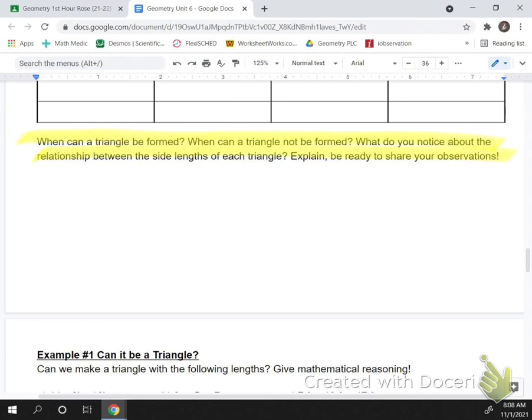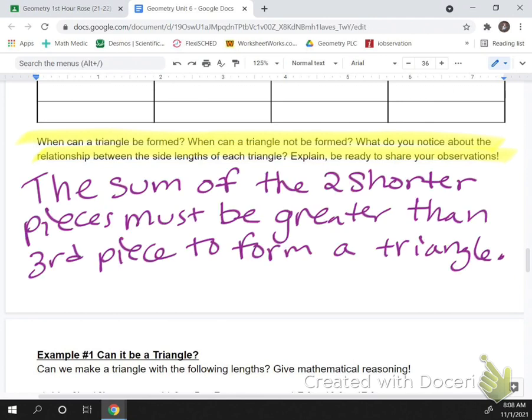For this next part, have someone at your team grab a calculator. We will need a calculator to test some of our observations. The sum of the 2 shorter pieces must be greater than the third piece to form a triangle. So my groups that did not get a triangle, test it out. If you got no, it does not make a triangle, add the 2 shorter. Is it greater than or less than? Does it work? Test it out with your calculator right now.